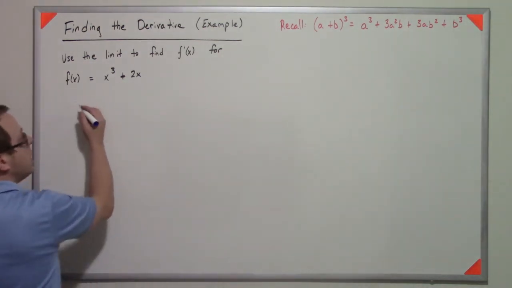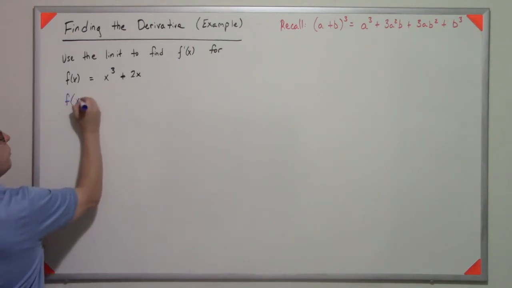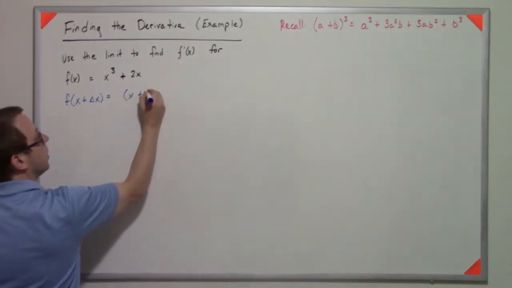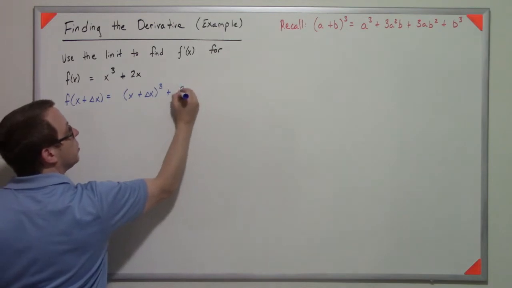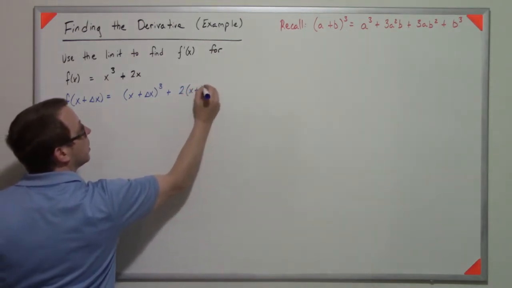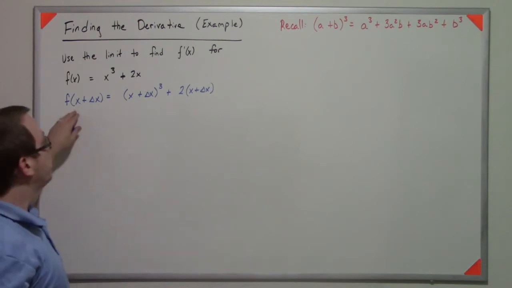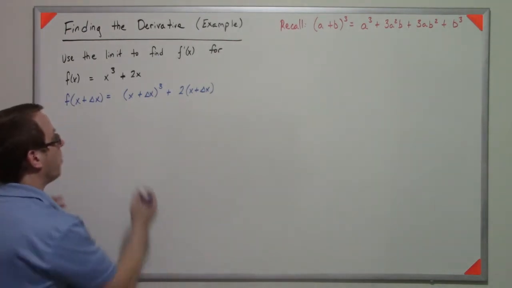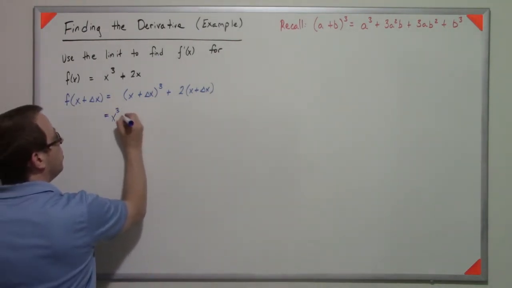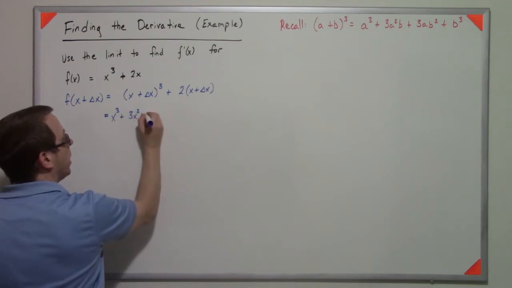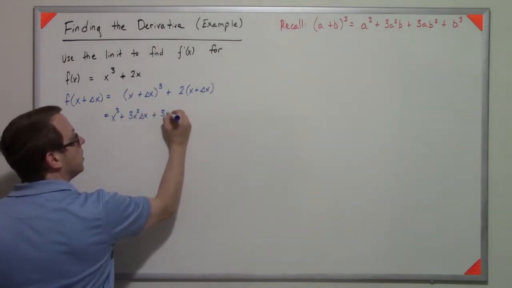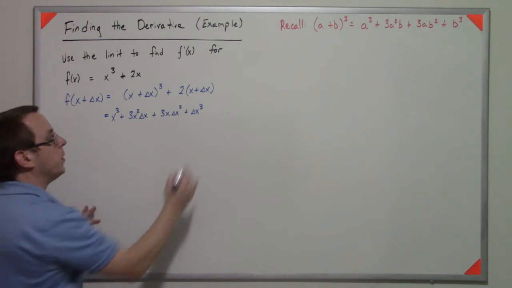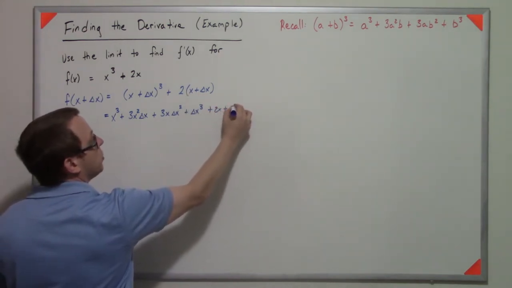So what we need is f of x plus delta x. So that's (x plus delta x) cubed plus 2 times (x plus delta x). So we need to find this out before we take the limit. Now, again, we can use the cubic formula here to get x cubed plus 3x squared delta x plus 3x delta x squared plus delta x cubed plus 2x plus 2 delta x.